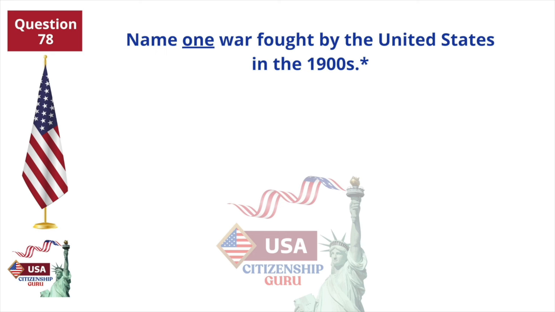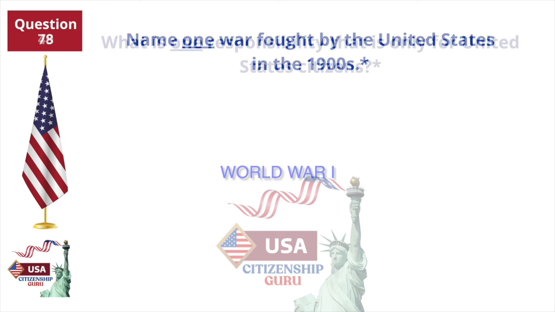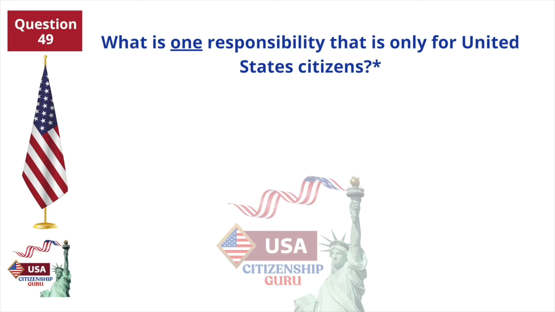Name one war fought by the United States in the 1900s. World War One. What is one responsibility that is only for United States citizens? Serve on a jury.